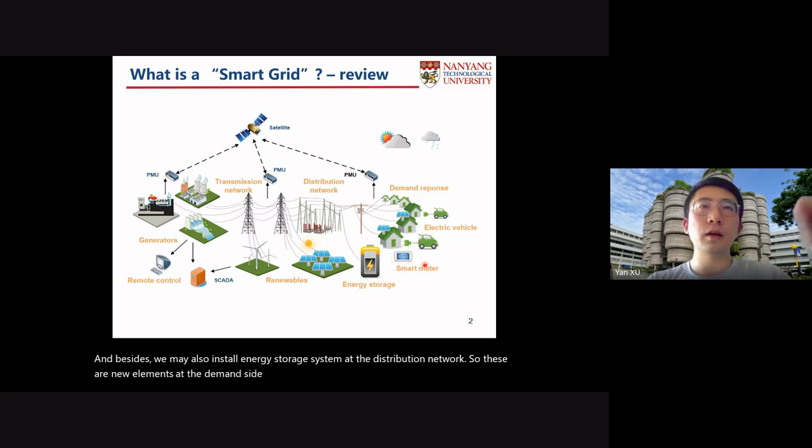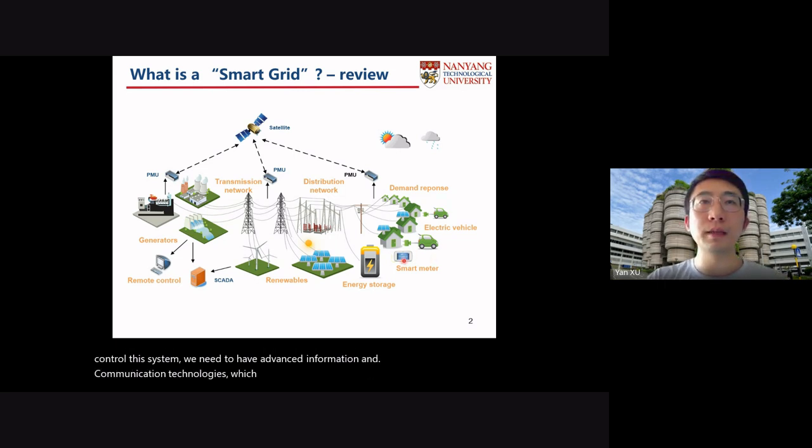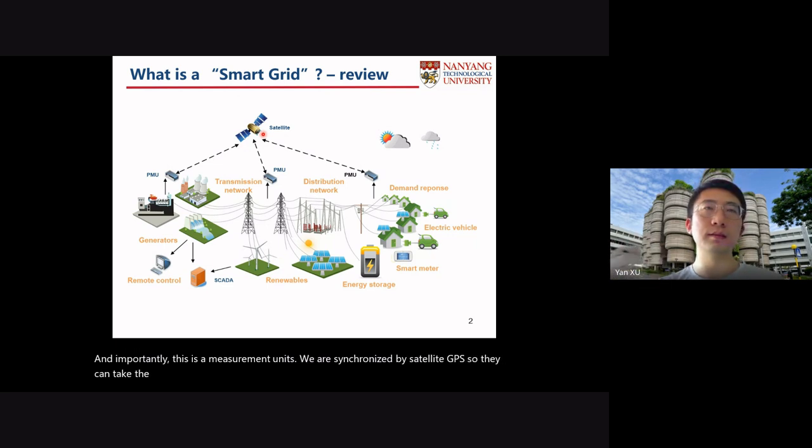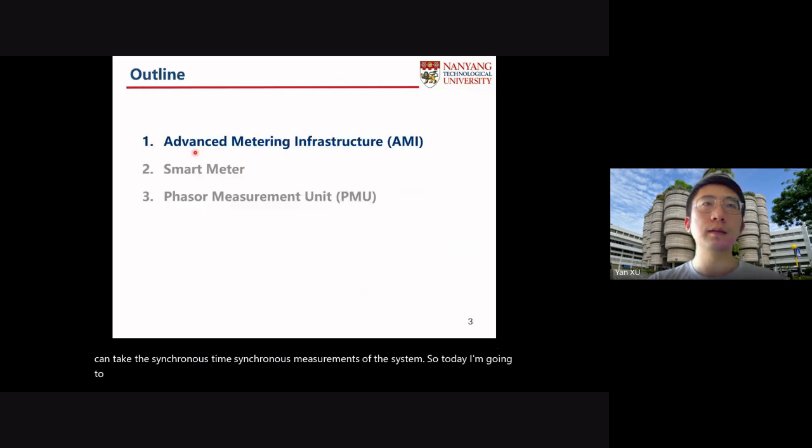But on top of it, in order to monitor, operate, and control this system, we need advanced information and communication technologies, which are represented by smart meters installed at the household level and the phasor measurement unit installed at the generation plant and transmission grid level. And importantly, these phasor measurement units are synchronized by satellite GPS, so they can take time synchronous measurements of the system. So today, I'm going to introduce two parts on the smart metering side.